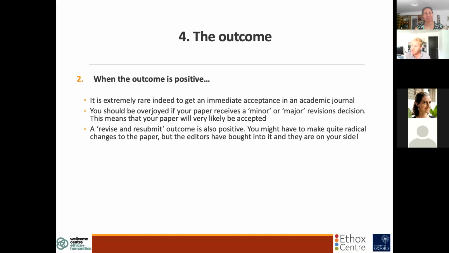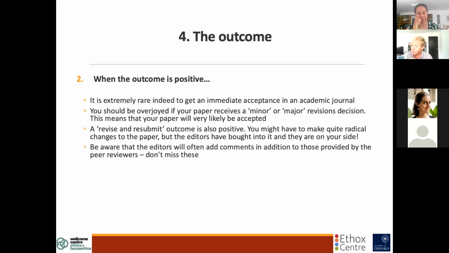A revise and resubmit outcome, which some journals have, sometimes they just call that major revisions, or it'll be a sort of really major revision, sometimes the editor will explain that. That's also positive. Yes, you might have to make some quite radical changes, but the key thing is the editors have bought into your paper. They're on your side, they want you to succeed. They can see a route to the paper being published. And so it's a good outcome, even if the final redraft is quite significantly different in light of the comments you've received.